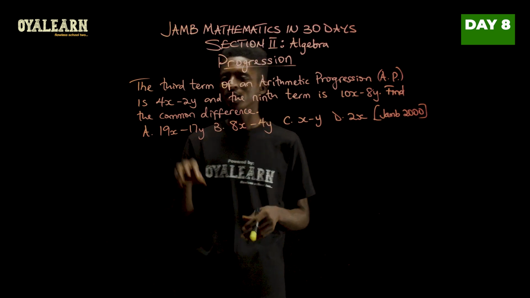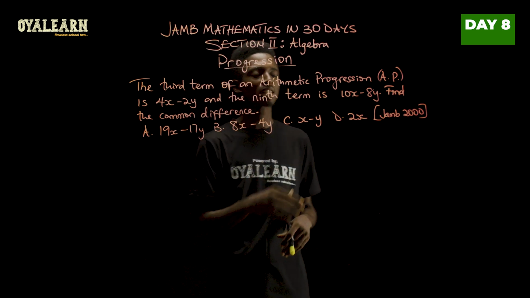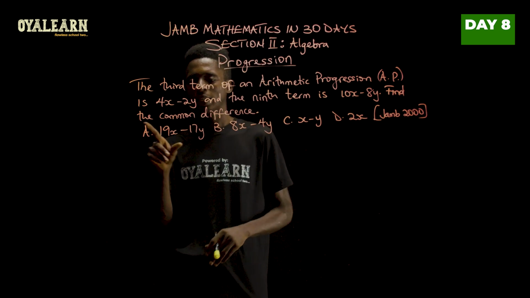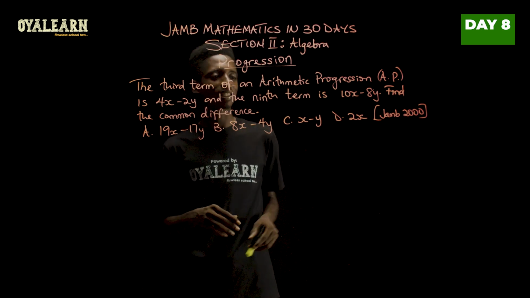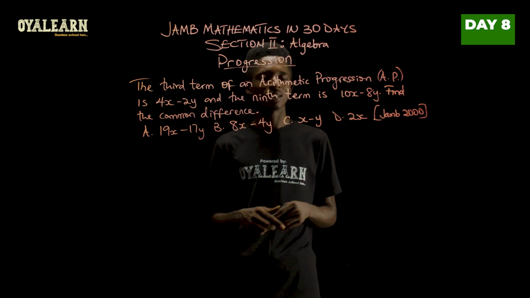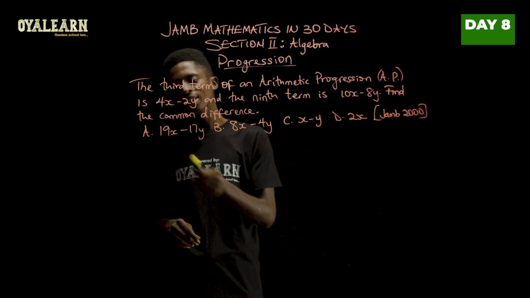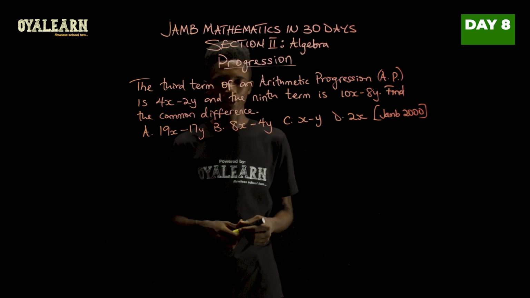This question says the third term of an arithmetic progression, AP, is 4x minus 2y. And the ninth term is 10x minus 8y. So find the common difference.